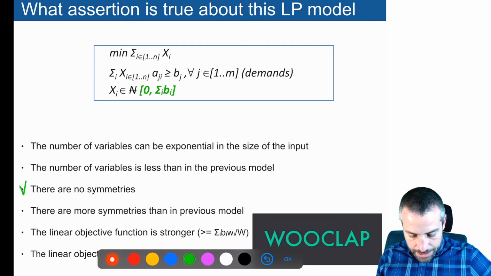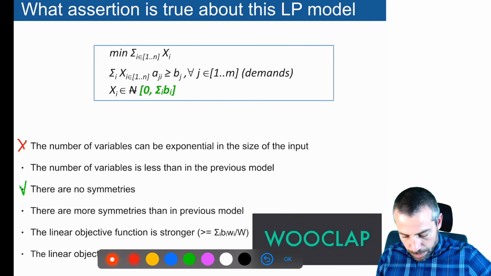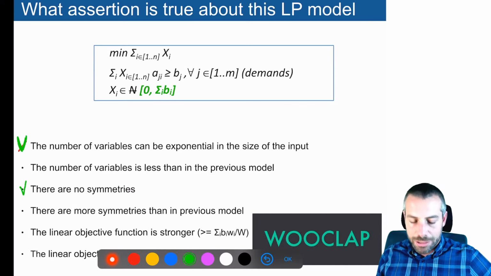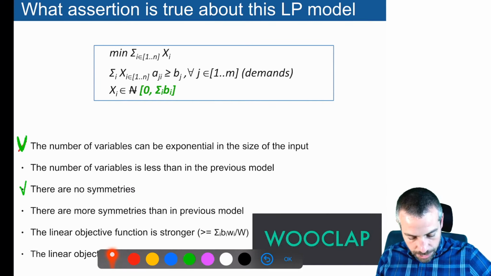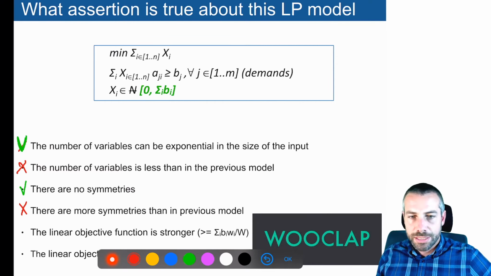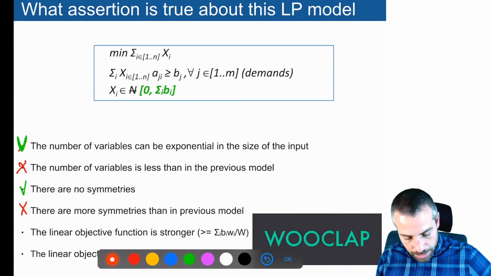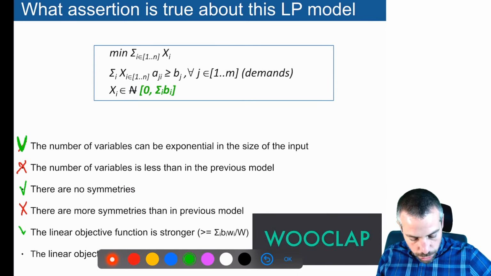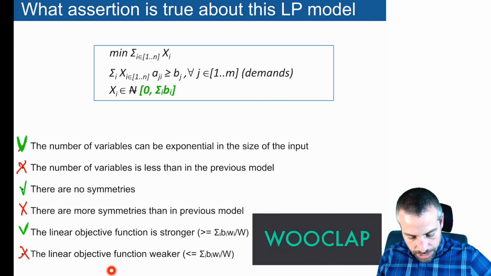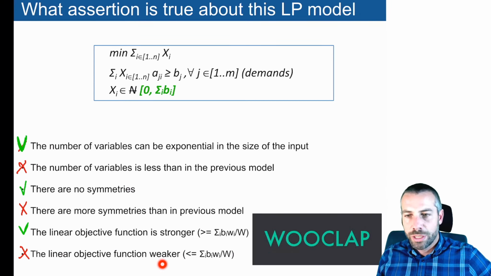The drawback is that, that's something that is not good. The number of variables can be exponential in the size of the input. So I will put that in green to say that it's a true statement. The number of variables can be exponential in the size of the input, and so this is why this statement is not good. There are no more symmetries than in the previous one, because in practice there are no symmetries anymore, and the linear program objective function will also be better than the previous one. And so this one is not true as well, because it was a statement telling me that it was even weaker than the previous one.